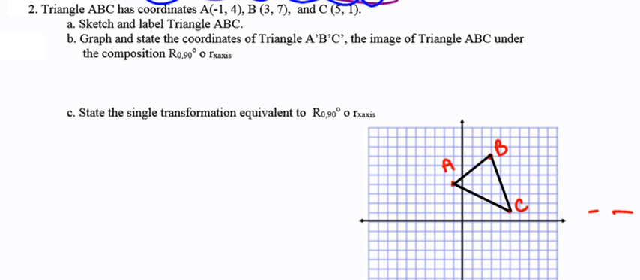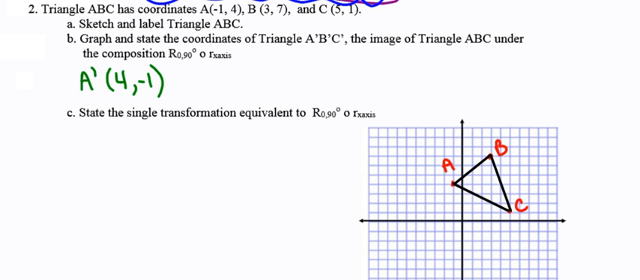Part B says graph and state the coordinates of triangle A'B'C', which is the image of triangle ABC under a rotation of 90 degrees about the origin, following a reflection across the x-axis. So I'm going to first reflect point A across the x-axis. Once I reflect it across the x-axis, I'm going to rotate it 90 degrees. So when I reflect point A across the x-axis and then rotate it by 90 degrees, I end up at the point whose coordinates are 4, -1.